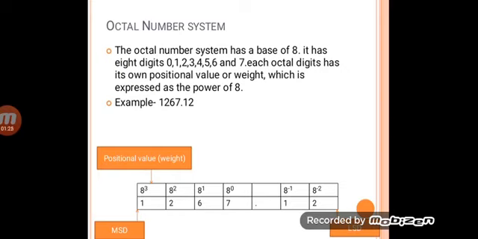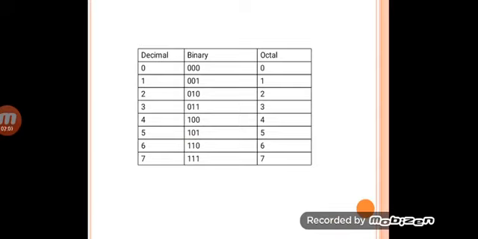As an example, consider 1267.12, an octal number with a fraction. As in the decimal and the binary number systems, the radix point separates the whole number part from the fractional part. The place value of each digit to the left and the right of the radix point is equal to 8 raised to successive positive or negative powers respectively. Now see this table, in which the decimal, binary and octal numbers are given.